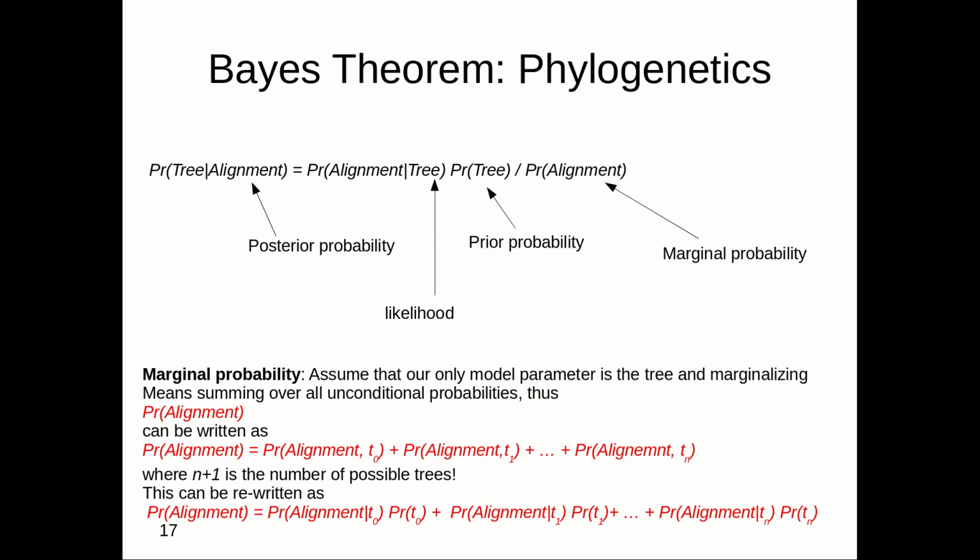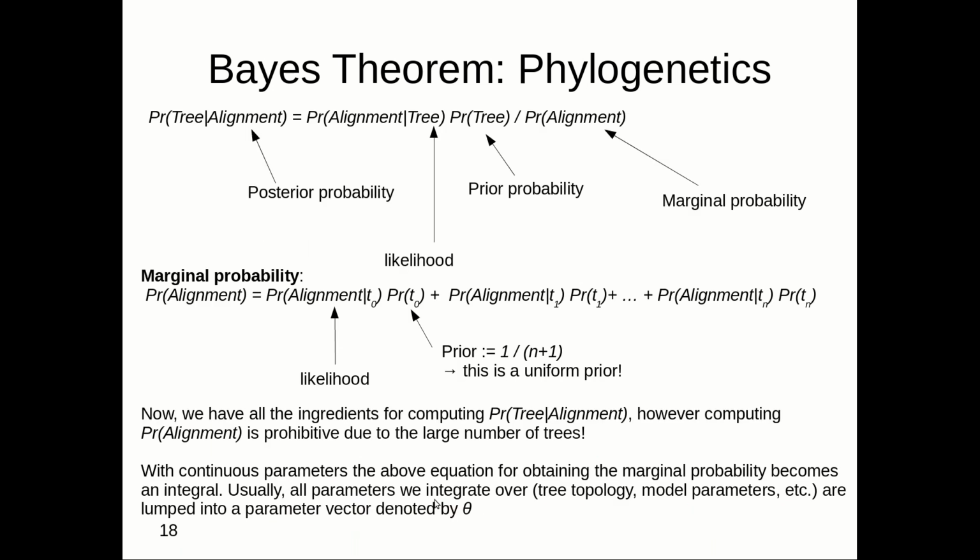So we can then further rewrite this term. The marginal probability of the alignment is the probability of the alignment given t0 times the prior probability of observing tree 0, plus the conditional probability of the alignment given t1 times the prior probability of observing tree t1, etc. So this is basically just the likelihoods of each tree multiplied with the prior probability. Okay.